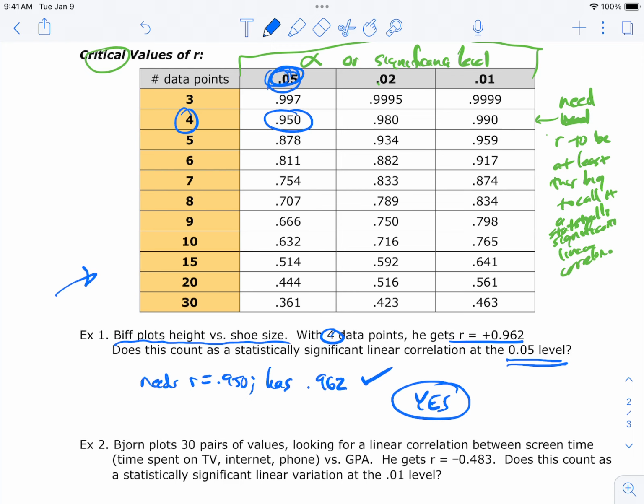Well, what could he do? 0.962. Well, I guess he couldn't do a 2% chance of being wrong, would he? He didn't make it that high. Oh, well, I was hoping he could have used a better significance level, but he can't.